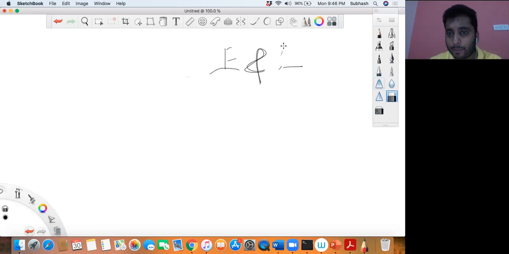But if I remove this one AND over here, what happens? On both sides, it will start evaluating, and that is why this will give you a runtime error. That is not bitwise AND. That is logical non-short circuit AND.